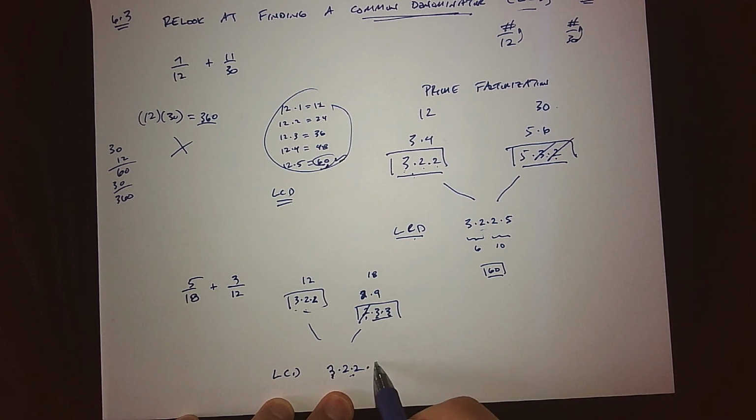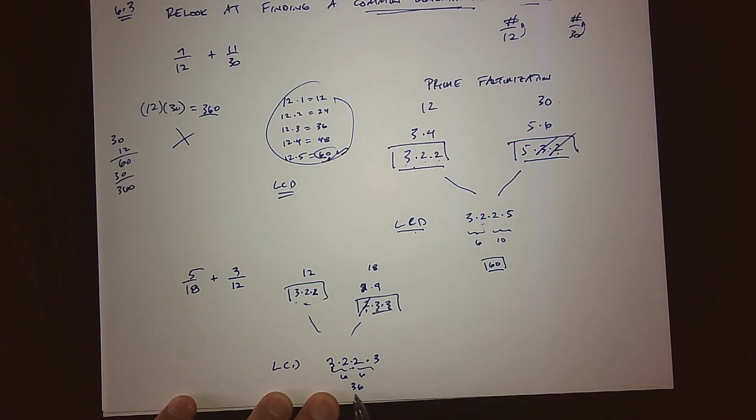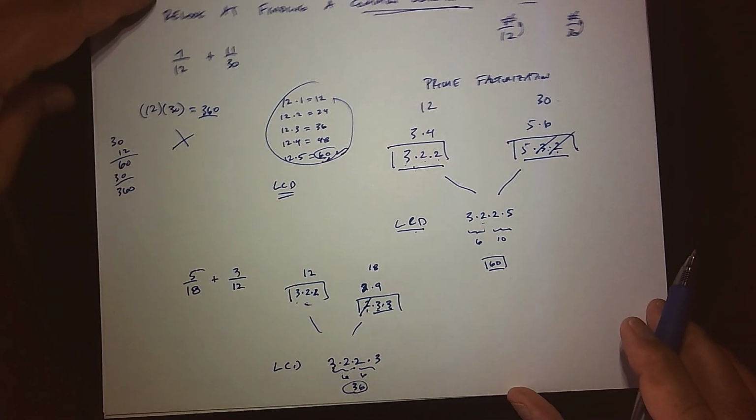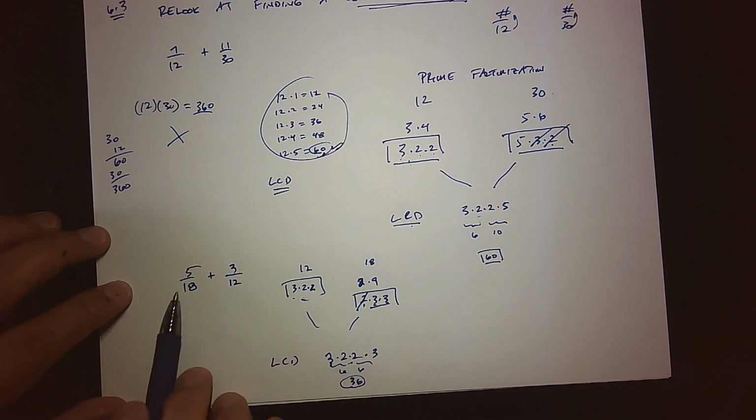So what's dad going to contribute? He's going to contribute 1 more 3. And if we multiply this together, 6 times 6, what we get is an LCD of 36. And I think you can readily see that 12 goes into 36 3 times, and 18 goes into 36 2 times.